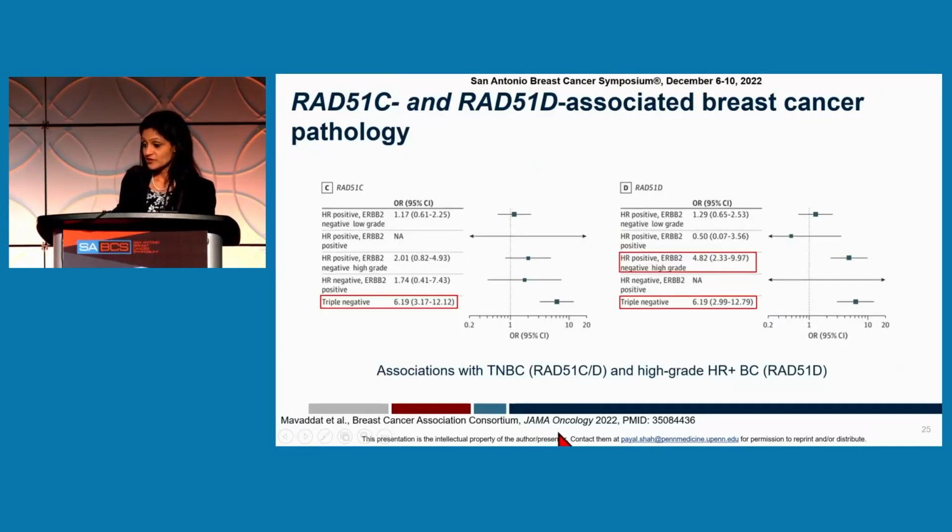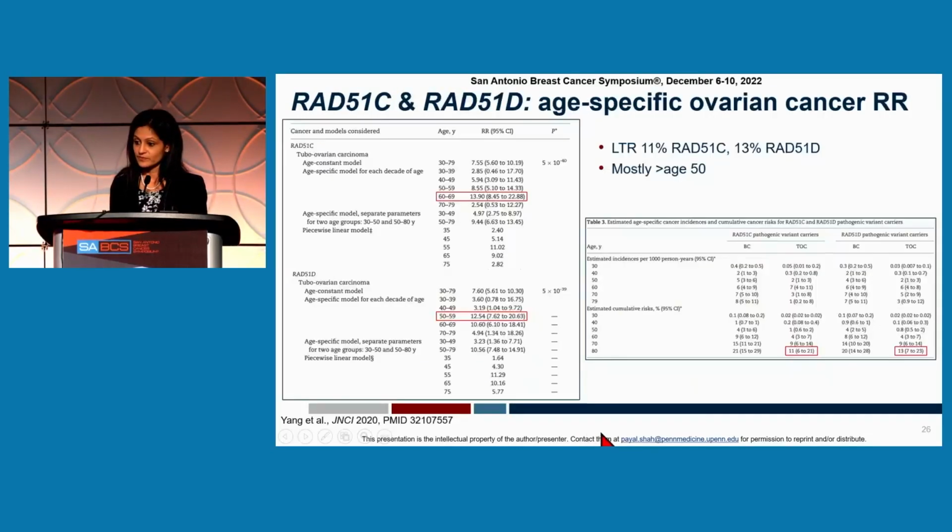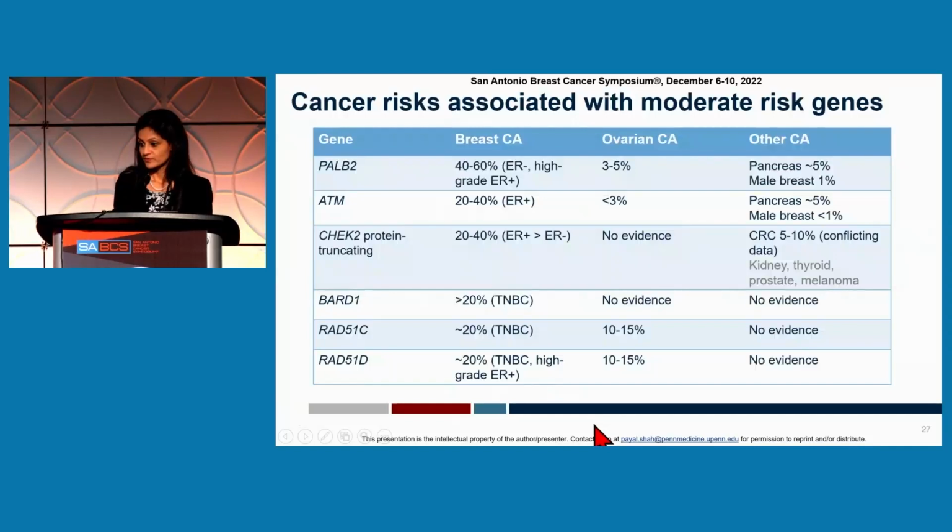Both of these genes are associated with triple-negative breast cancer, and RAD51D is also associated with hormone receptor-positive breast cancer. In terms of ovarian cancer risks, both of these genes confer about a 10 to 15% risk of ovary cancer that is mostly seen in women over the age of 50. So here's a summary of some of the cancer risks that we see associated with moderate risk genes.